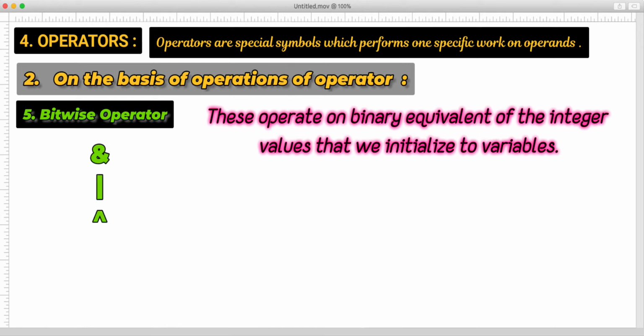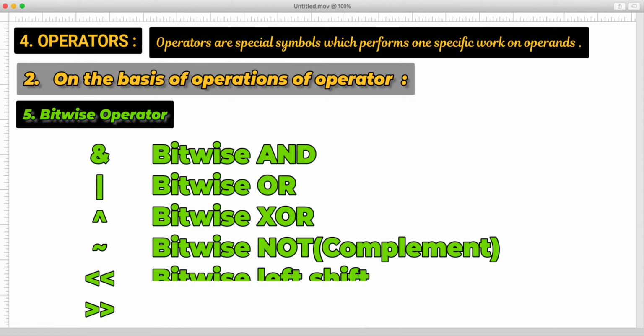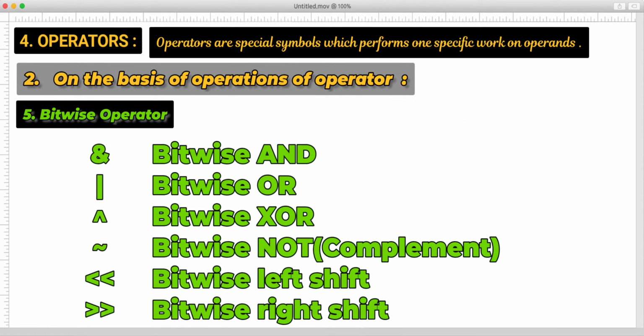Now here, as you can see on the screen, there are 6 types of bitwise operators. The first one is the bitwise AND operator, second is the bitwise OR operator, third is the bitwise XOR operator, then the bitwise complement operator, bitwise shift left operator, then bitwise shift right operator. Now let us understand these one by one.